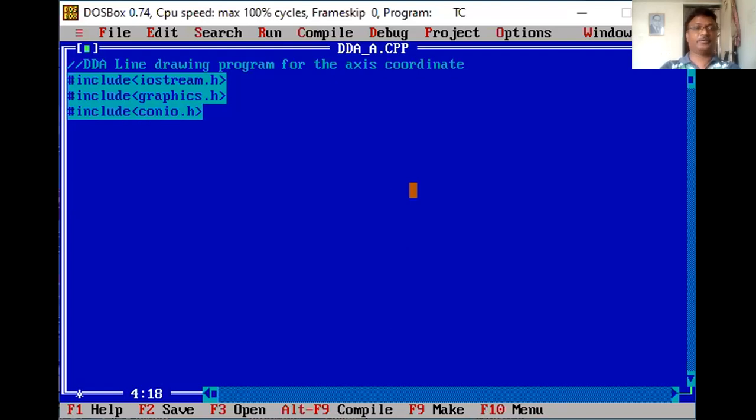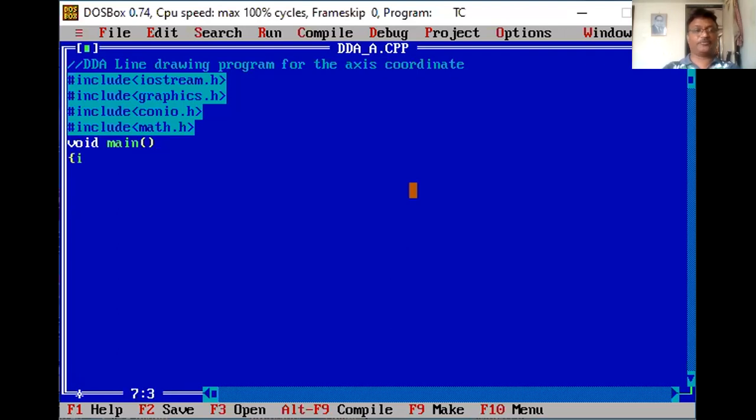Okay. So first you have to use input output stream because it is a C++ program, graphics.h, that is the header file for the graphics program, and then conio.h. Again, you have to include math.h over here. Suppose I am using the round function or absolute function. Okay. Then void main.